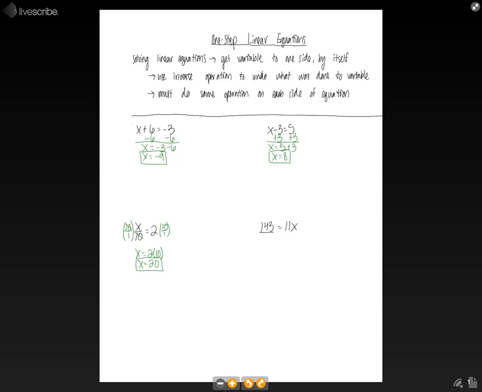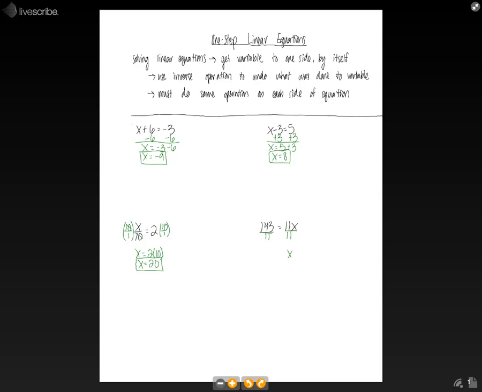And then finally we have 11x is equal to 143. And so in order to get x by itself, we see that it's multiplied by 11. So the inverse operation of multiplication is division, so we want to divide by 11 to get our 11's to cancel. And then we need to do this to the other side as well. So we're going to divide by 11.